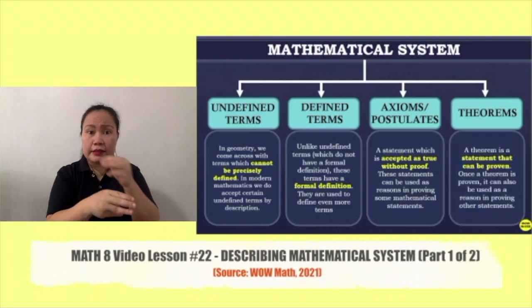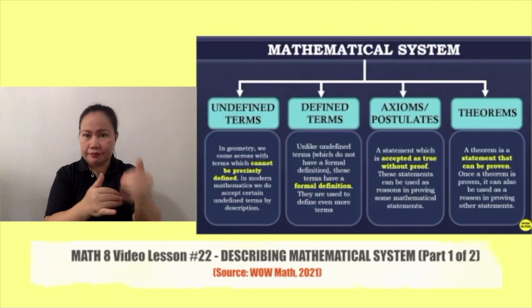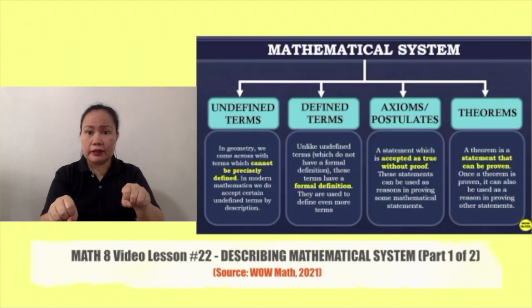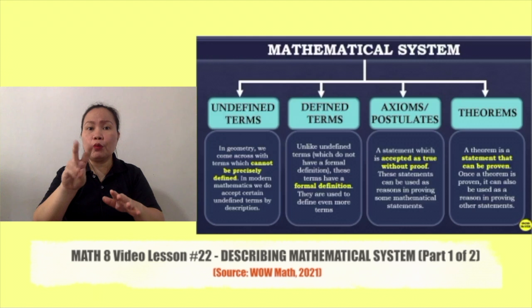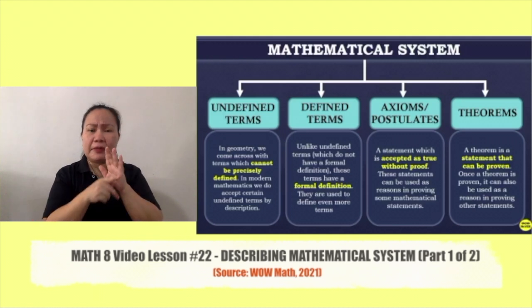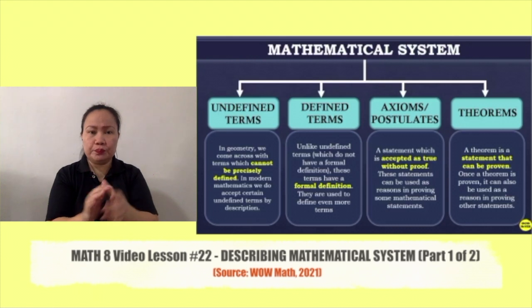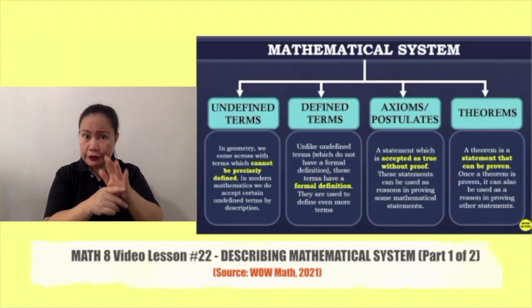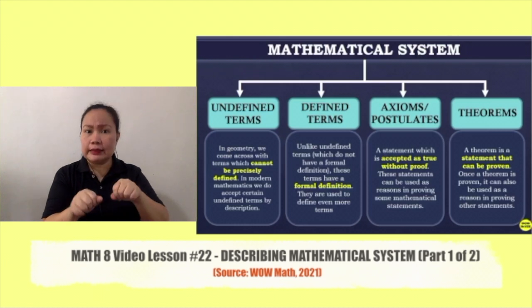These statements can be used as reasons in proving some mathematical statements. And the theorems, a theorem is a statement that can be proven. So, unlike axioms and postulates, which are accepted as true without proof, the theorems are statements that can be proven. Okay? So, ito yung pwede siyang i-prove. Once a theorem is proven, it can also be used as a reason in proving other statements.